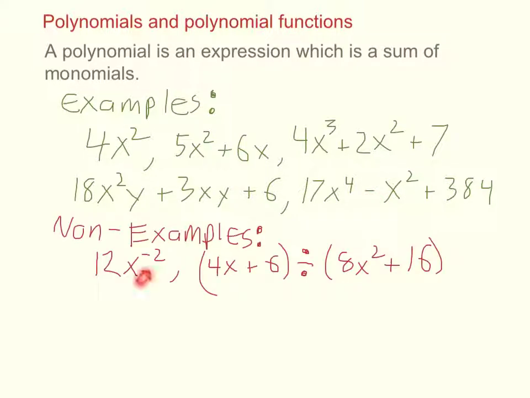Here are just a couple non-examples of polynomials. If it's not a monomial, like this one can't be a monomial because it has the -2, it's not a polynomial. And this is not a polynomial because of the division. Polynomials are not going to involve division. They can involve monomials being added and subtracted together.